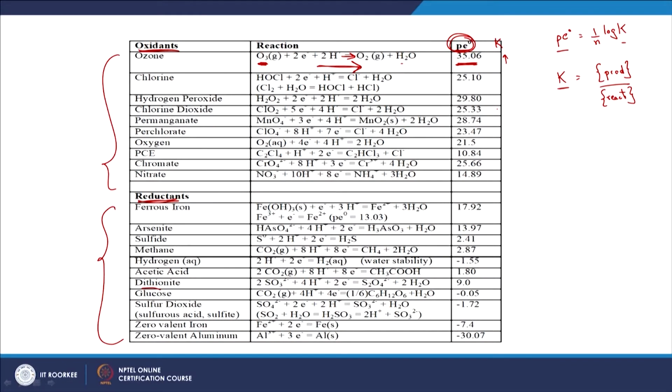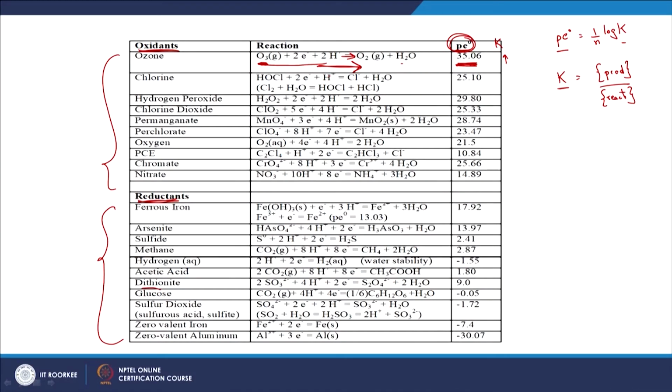So when someone refers to a particular compound as a strong oxidizing agent or a strong reducing agent, keep in mind that they are all relative, as you can see from these tables. For example, ozone, among the oxidants listed here, is a remarkably strong oxidizing agent. Compared to oxygen, you see ozone is a much better, stronger oxidizing agent.